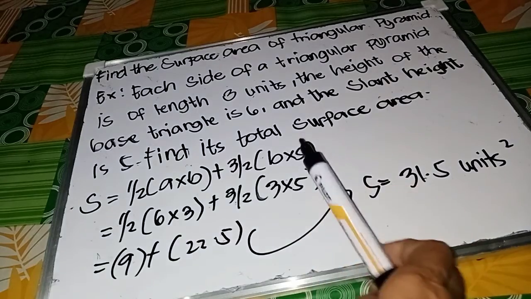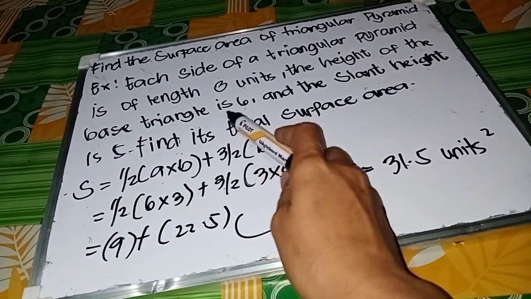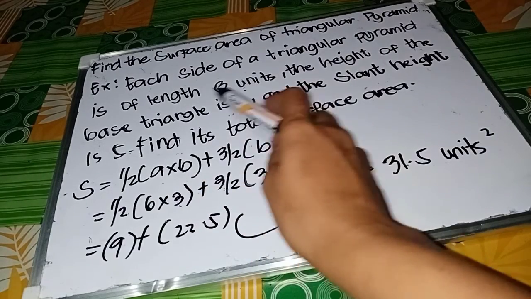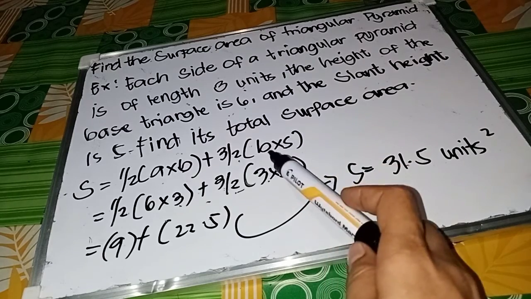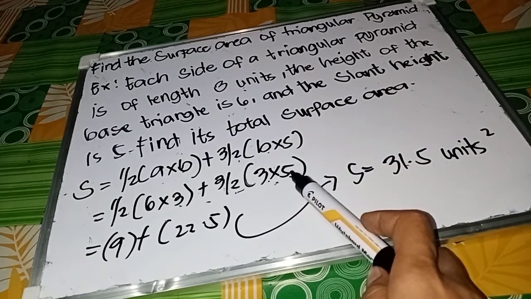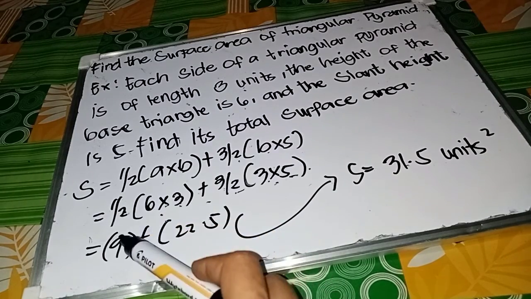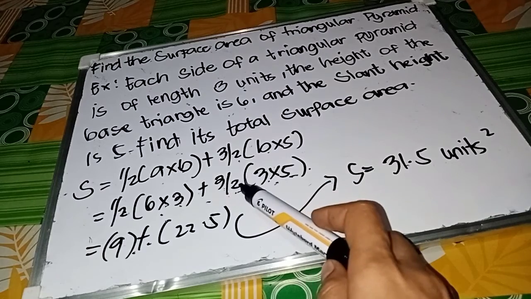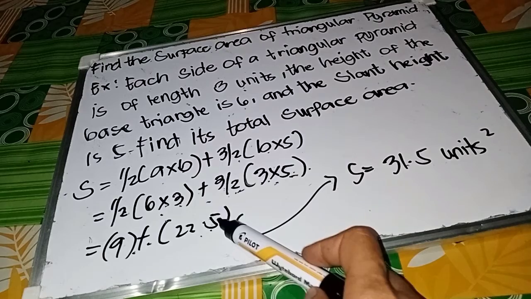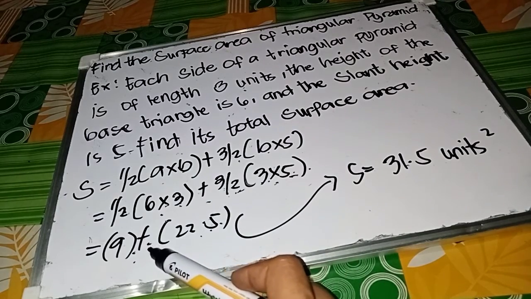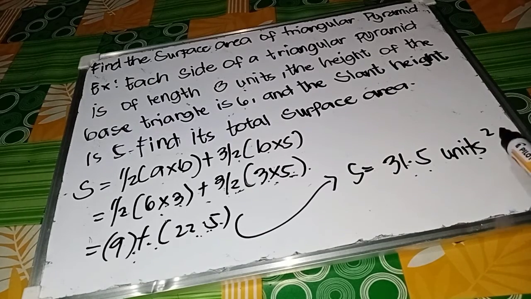This is our formula: 1/2 times the height of the base triangle, which is 6, times 3, the length, plus 3/2 times the base, that is 3, times 5, the slant height. So 6 times 3 equals 18. 18 times 1/2 is 9, plus 3/2 times 3 times 5 equals 22.5. So now 9 plus 22.5 equals 31.5 units squared.